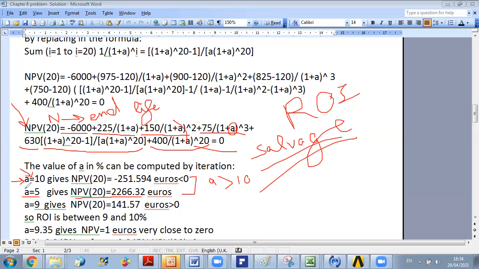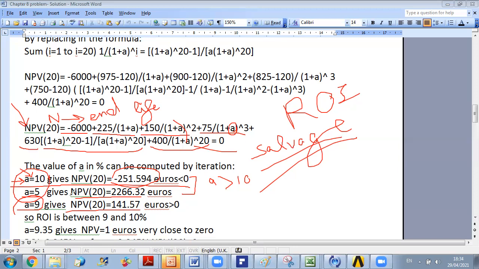Okay. So here, once you selected these two values, you can be sure that the ROI is in between, because for a equal 10, NPV is negative. For a equal 5, NPV is positive. And you can see that this value is closer to 0, so the ROI will be closer to 10 than to 5. So now you can start, for example, with 9. You can try 9. If you use 9, you find a net present value of 141.